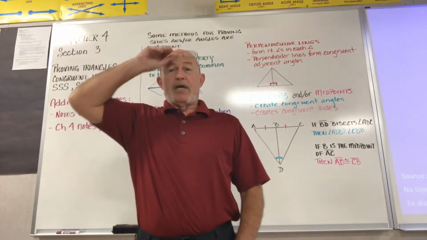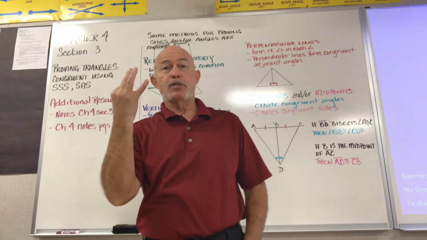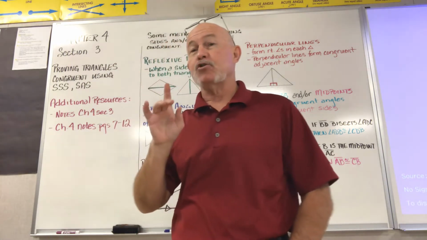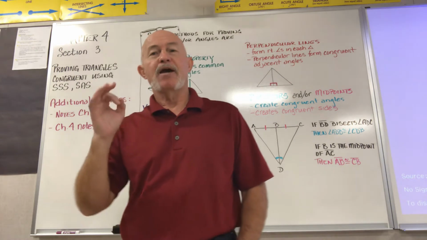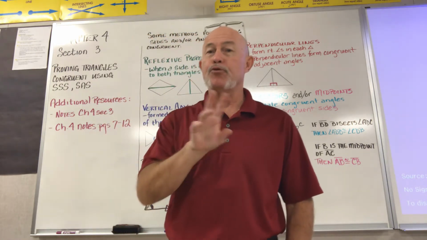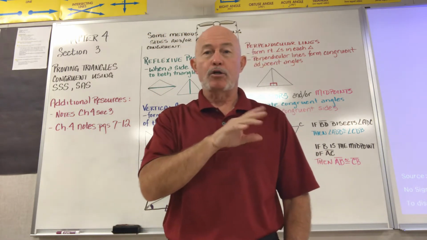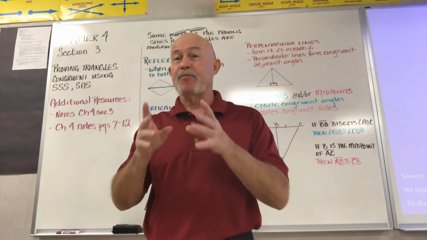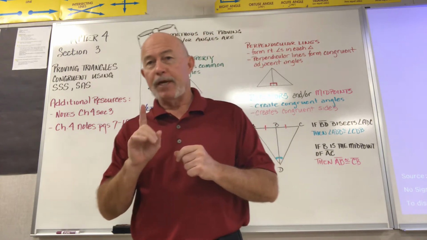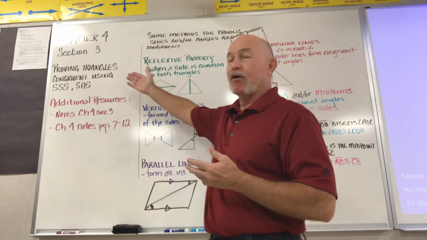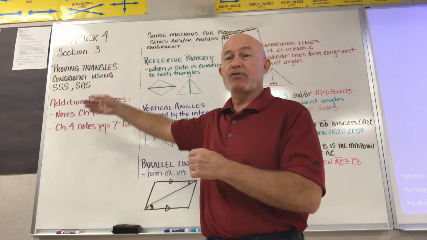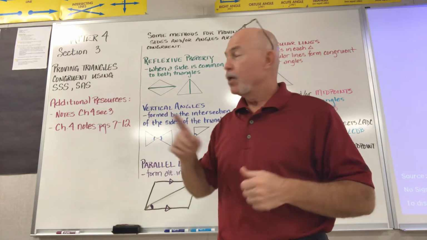Hello and good morning. This is the third section in chapter 4 where we actually start using postulates and theorems to prove that two triangles are congruent based upon the information we're given. Two methods today are side, side, side and side, angle, side. We'll get to those in a second.